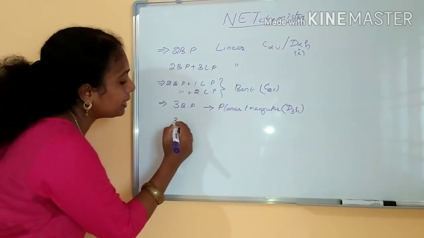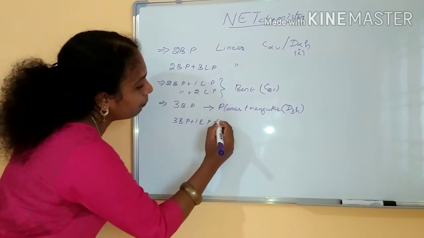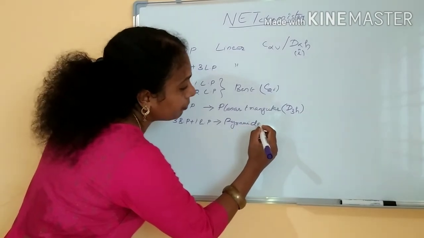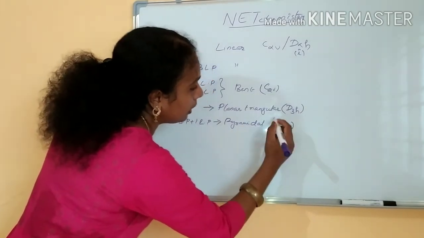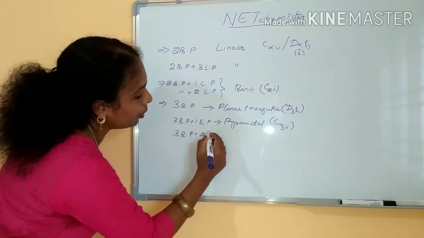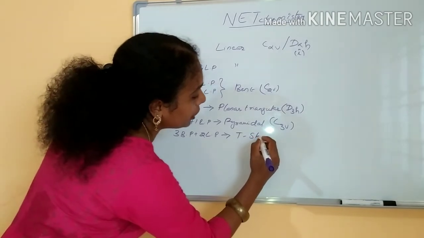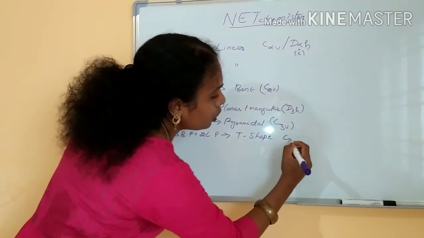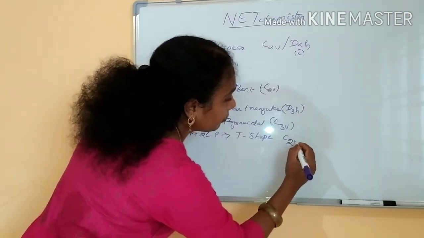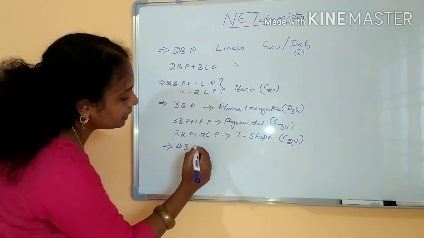The next one is 3 bond pair plus 1 lone pair. We have seen today pyramidal shape molecule, for example ammonia, right? Belongs to the point group C3V, right? Next 3 bond pair plus 2 lone pair, right? 3 bond pair plus 2 lone pair, the molecule will be T shape. Belongs to the point group C2V, not C3V, C2V. Right? Next one is 4 bond pair alone present.